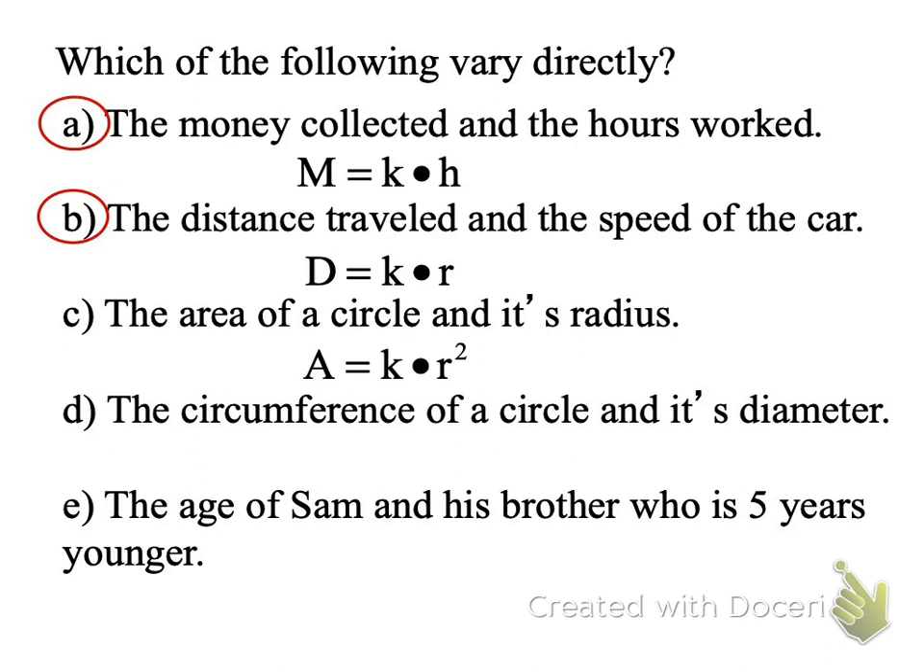What about the age of Sam? Sam and his brother, who's 5 years younger. So what would that equation be? Sam equals brother minus 5. Would that be a direct variation equation? No. Just because it has the minus 5? No. Okay, or plus 5. Brother plus 5 equals Sam's age.